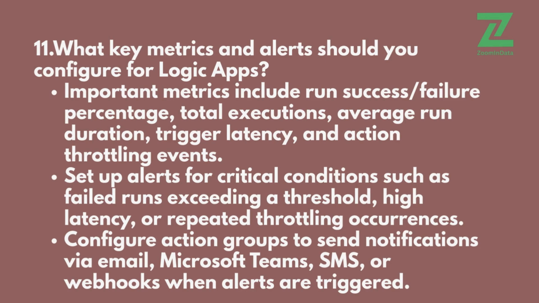What key metrics and alerts should you configure for logic apps? Important metrics include run success, failure percentage, total executions, average run duration, trigger latency, and action throttling events. Set up alerts for critical conditions such as failed runs exceeding a threshold, high latency, or repeated throttling occurrences. Configure action groups to send notifications via email, Microsoft Teams, SMS, or webhooks when alerts are triggered.